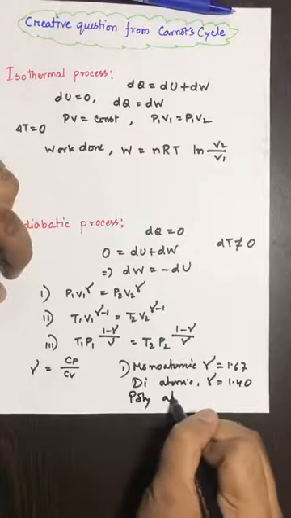In an adiabatic process, gamma comes in at every stage. So if you do any sum related to adiabatic, you need to use this, because it's the most important thing to know.